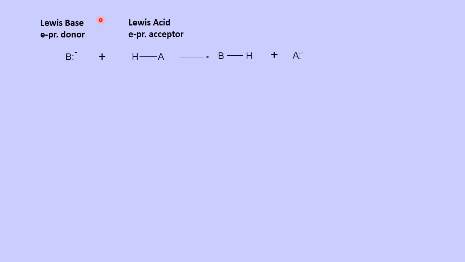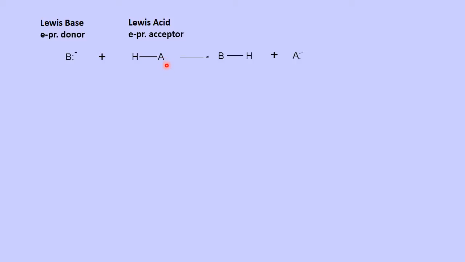So here's the generic acid-base reaction where B represents any base. It's written with a non-bonded pair of electrons. It may have one or several or no non-bonded electrons, and it's written with a negative charge, and it may or may not be negative, but that's the generic symbol for a base. And here's the generic symbol for an acid, hydrogen bonded to some non-metal.